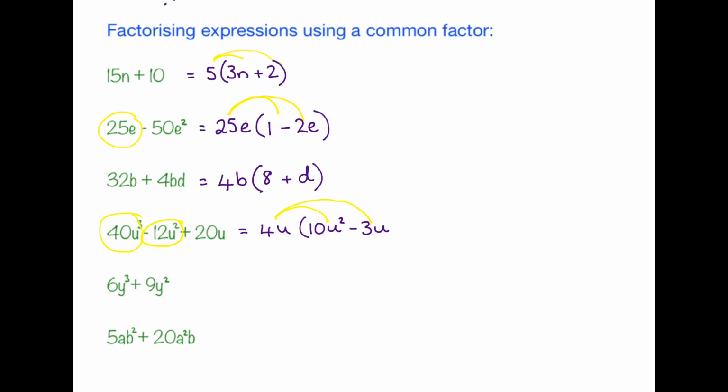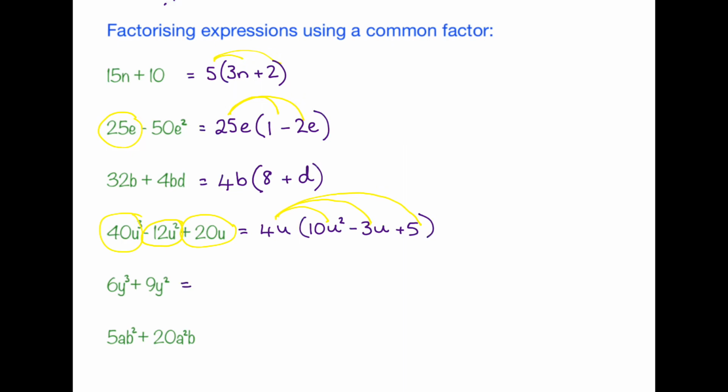And then the last term has to be 4u times this last term is equal to positive 20u. So the number needs to be 5, because 4 times 5 is 20. It's got to be positive, so we stick with a plus. And we don't need anything else because 4u times 5 is 20u. So there's no letters required with that. Okay, nearly done for today.